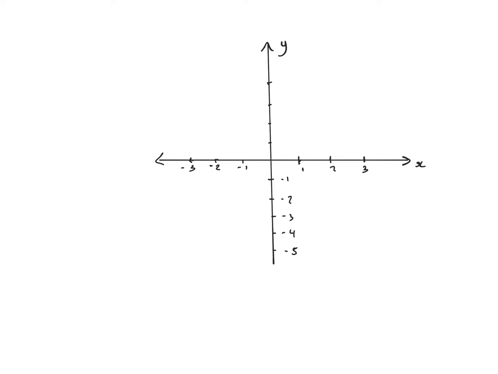So we draw up our axes. I've gone up in ones on both the x and the y axes. I'm going to plot some of my points here. I know my y-intercept is at 0, minus 3. I know my turning point is negative 1, negative 5, which is there. Okay, and I know the trend there.